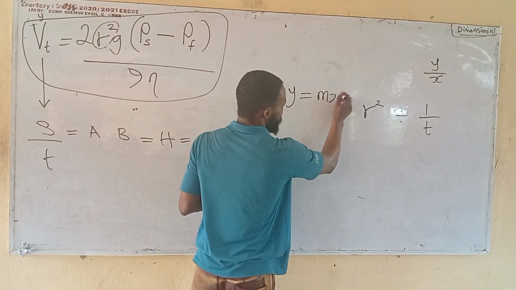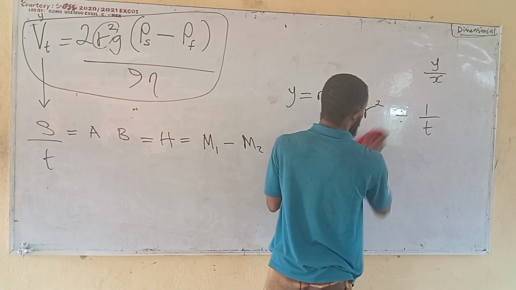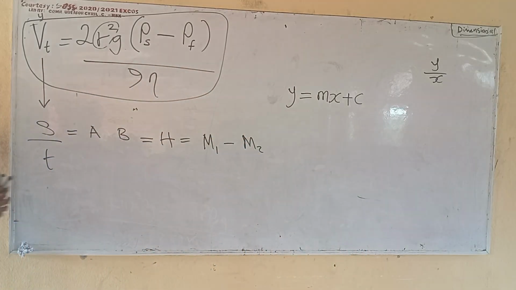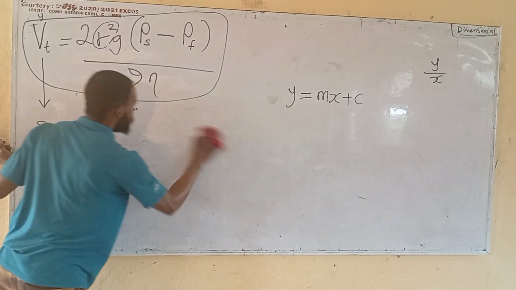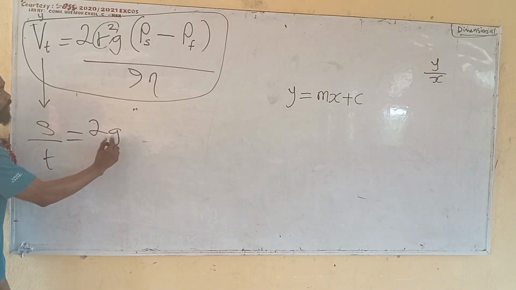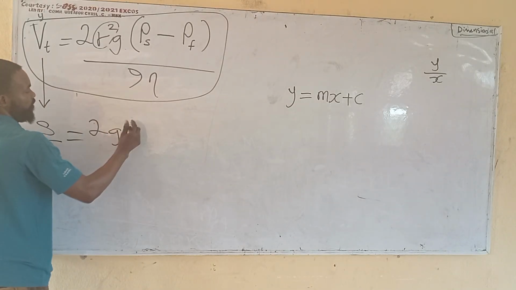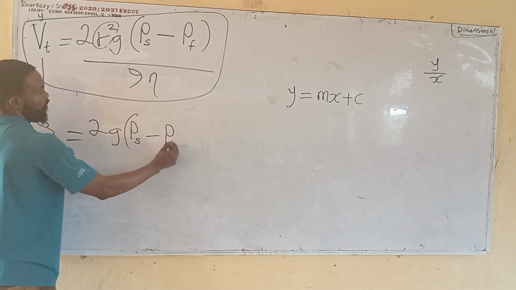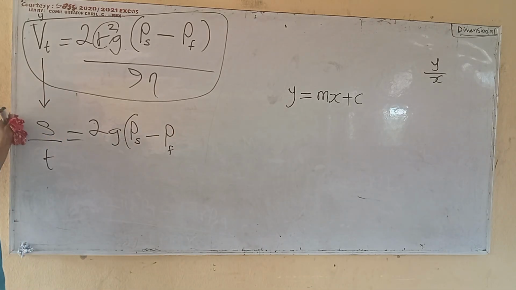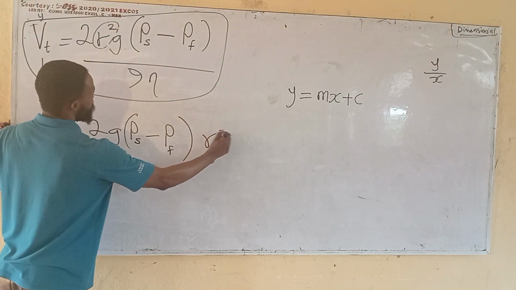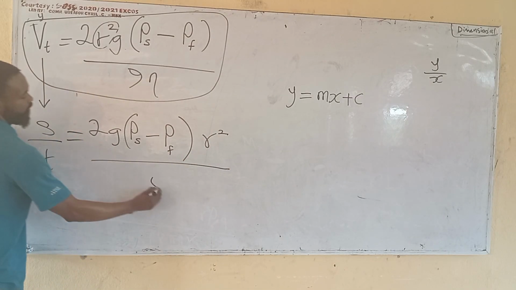Normally the equation of the straight line is mx plus c, if you remember. So we are trying to compare. What I will do is to say, let me use s as my displacement, so s over t as my velocity, sorry. So I will now have 2g, watch out, rho s minus rho f, times r squared all over 9 eta.